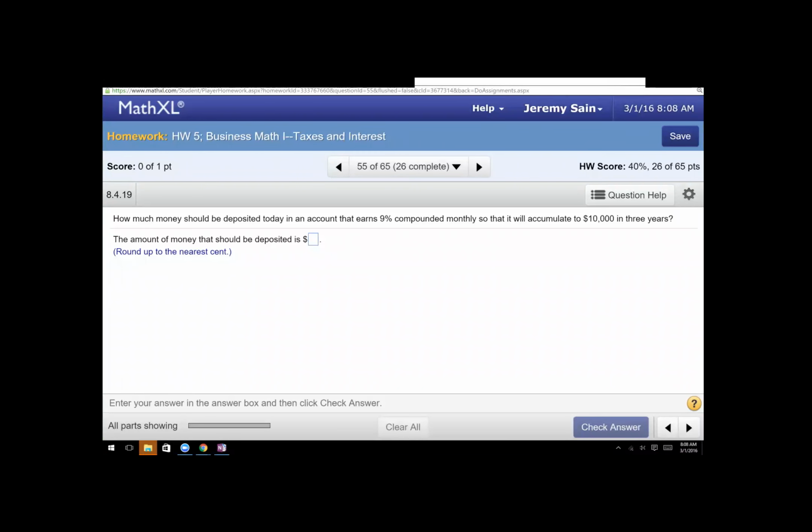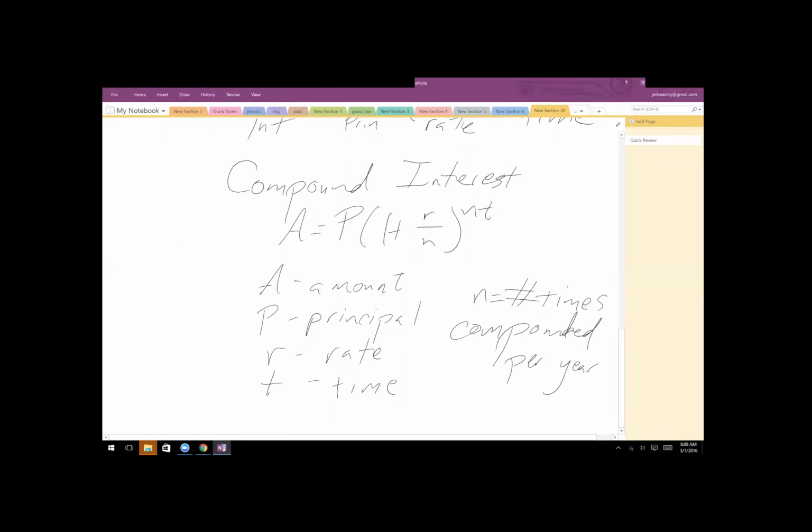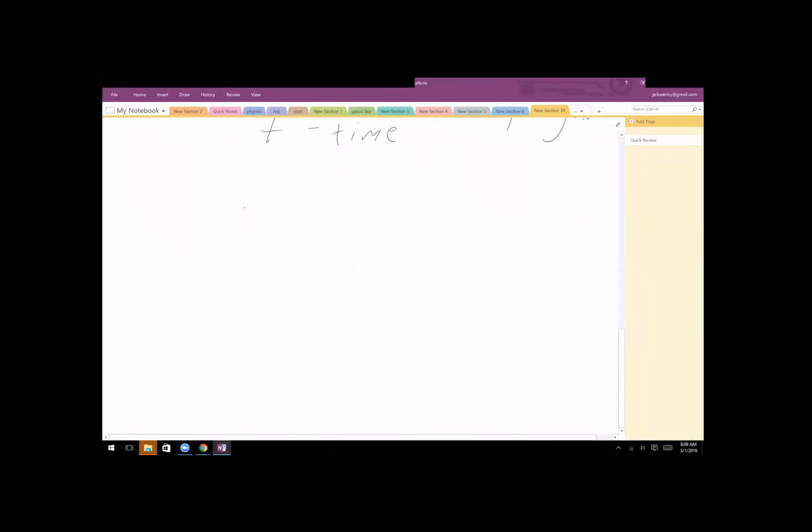So how much money should be deposited in an account today that earns 9% monthly so that it will accumulate to $10,000 in 3 years? We did stuff like this last time, but let's do this anyway. Again, let me rewrite the formula: P(1 + r/n)^(nt). What I want is $10,000. I'm getting a 9% interest rate, compounding monthly, so what's my n? 12, 12 times a year. And I'm going to do this for 3 years.